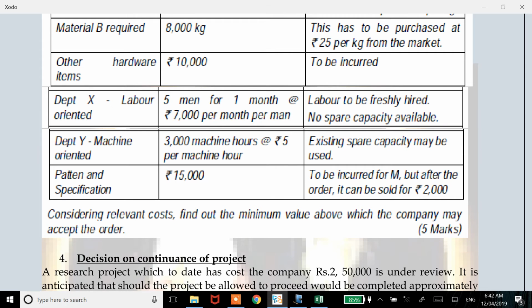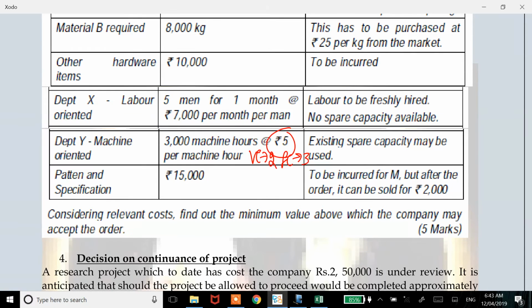The only exception is if they give a split of this 5, saying that variable is 2 and fixed is 3. If you take up the project, you use 3000 hours and incur 3000 into 2 variable cost. If you don't take up the project, you will not use the machine and incur 0. If the breakup was available, the 2 rupees would have become relevant and 3 rupees irrelevant. Of that 5, if there was some variable component, then that number is relevant.